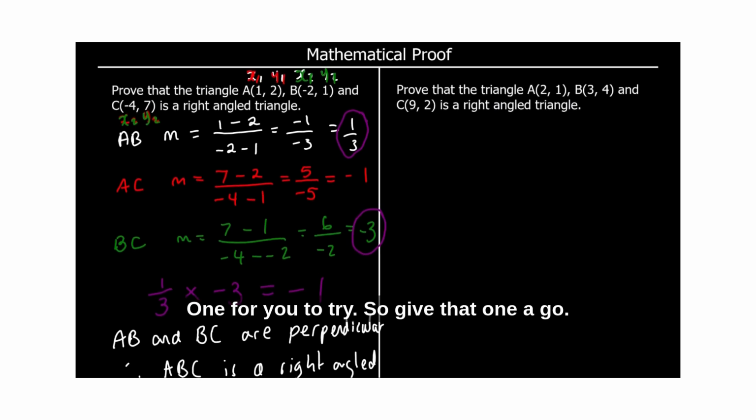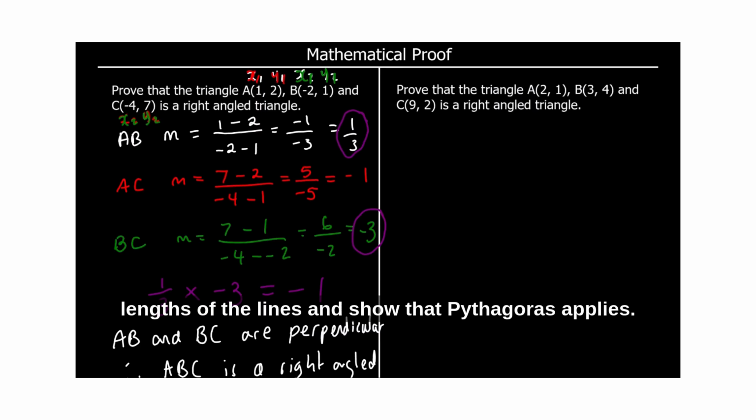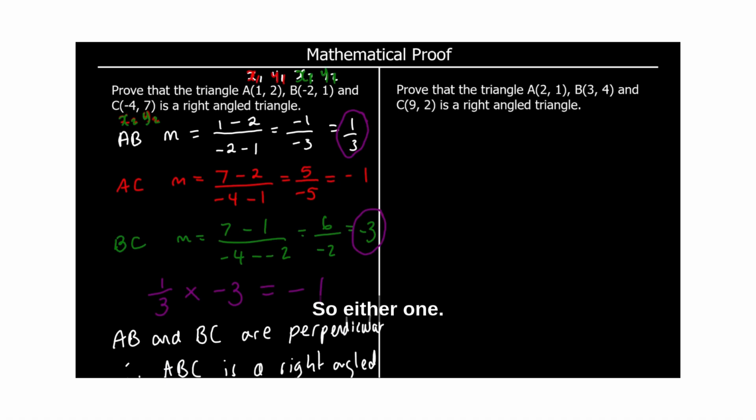One for you to try. So give that one a go. So again, you can use the gradients, or you could find the lengths of the lines and show that Pythagoras applies. So either one. I'll just do the gradients again. So A, B, x1, y1, x2, y2. The gradient is the change in y over the change in x. So 4 take away 1, y2 minus y1 over x2 minus x1. 3 over 1 is 3.